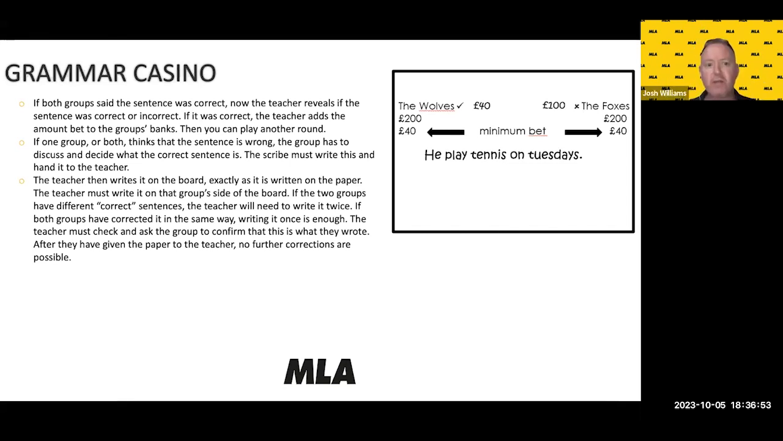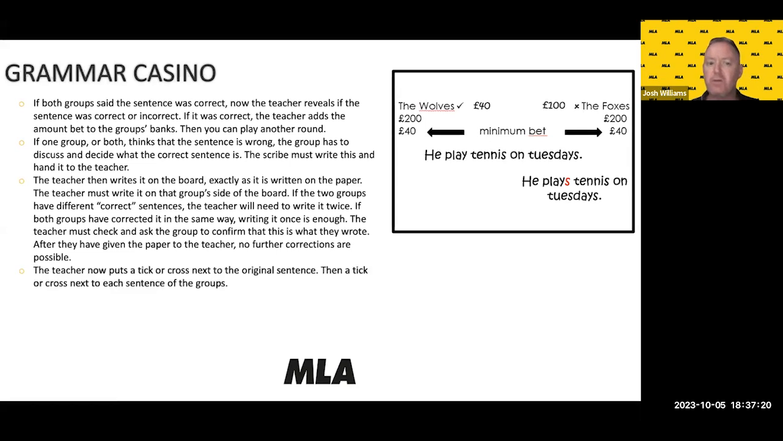The teacher then writes on the board exactly as written on the paper. So the students give him the paper. So the Foxes in this case will give them the paper, and he'll write it exactly. You know, if they haven't corrected all the errors, he'll write it as they've written it. Okay. The teacher, so in this case, they've written he plays tennis on Tuesdays, so they've added in the S. Okay. The teacher must check and ask the group to confirm that this is what they wrote. Okay, that's an important step because a lot of them will say, no, we wanted to write something else. Okay, so you've got to confirm that I've written that correctly.